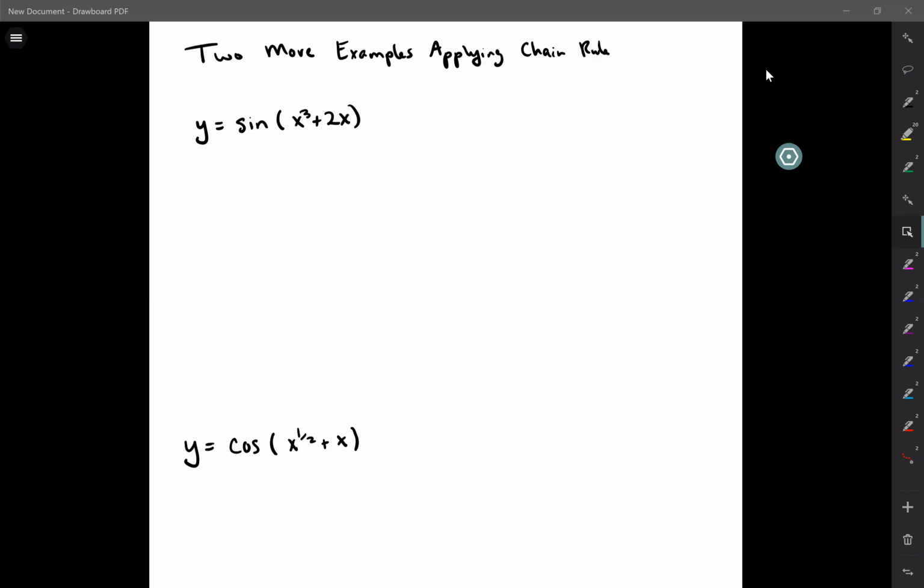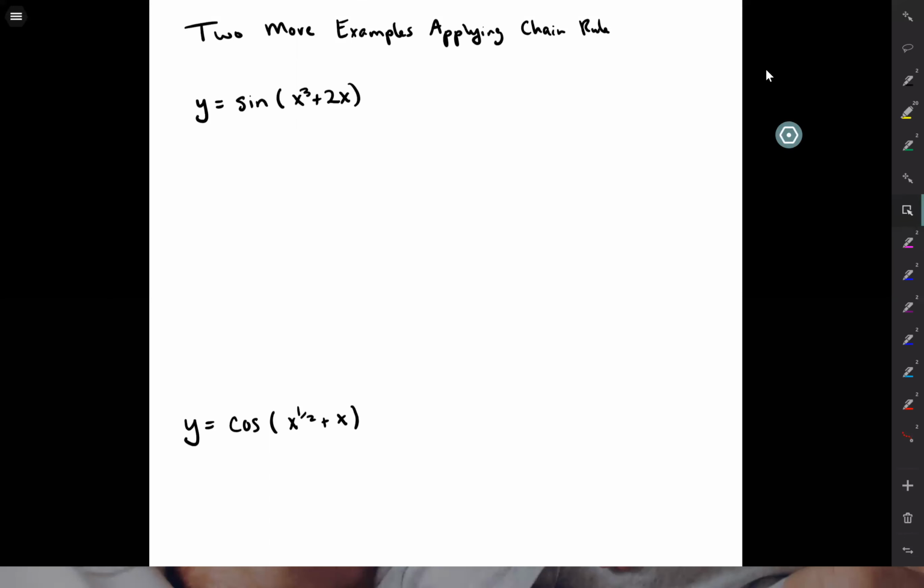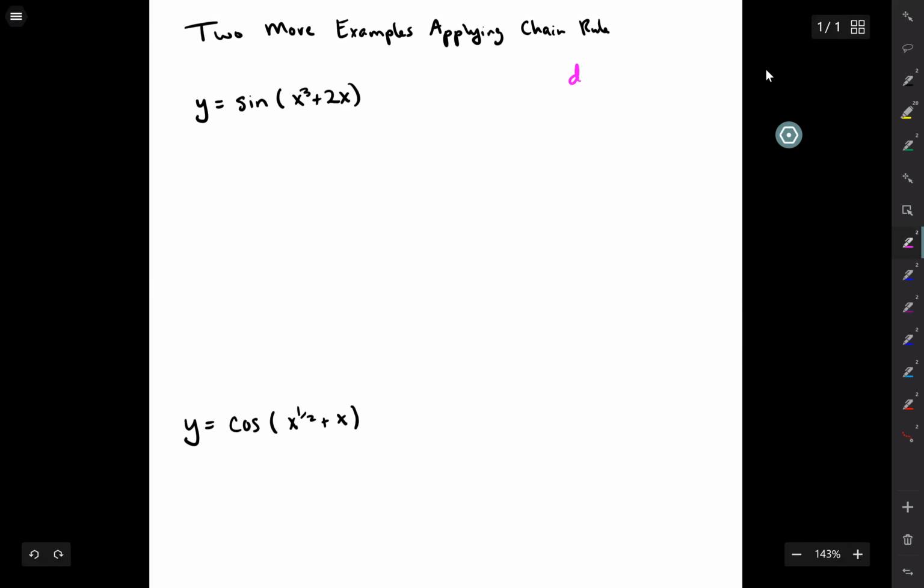Okay, welcome back. Now I wanted to do a few more examples using the rule that dy/dx is dy/du times du/dx. So this is the chain rule, and this is the version using Leibniz's notation, dy/dx. Okay, so here we have u is x cubed plus 2x, and y of u is sine of u.